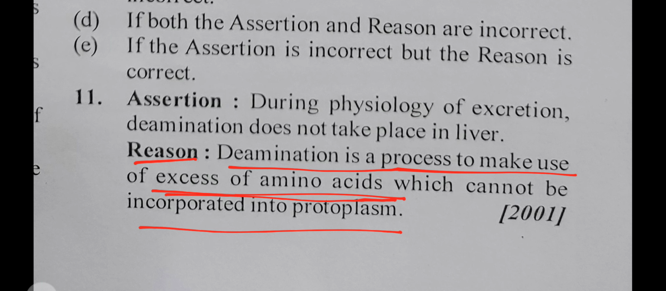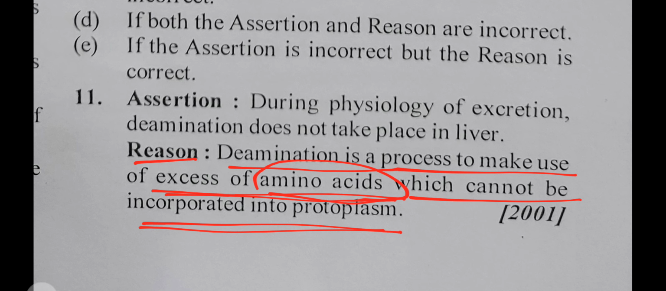So here, amino acid which cannot be incorporated into protoplasm. Amino acids are toxic in nature, that is why they have to be converted into other forms. Here amino acid is converted into keto acid with the release of NH3. That is, ammonia will be released in this process, and this occurs in liver.